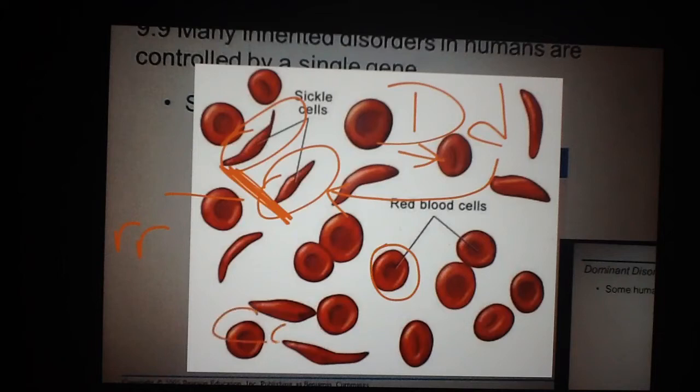And you are known as, again, the carrier. And so you are healthy, you're fine, but you're able to pass on the sickle cell. And if the person you have children with also passes on sickle cell, then you'll create an offspring with the homozygous recessive inherited genetic disorder that has sickle cell and all of the health risks that are associated with it.